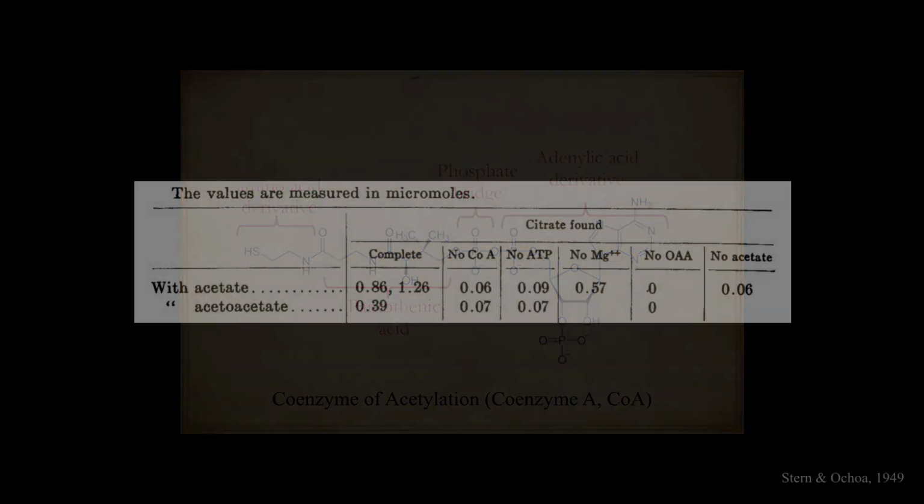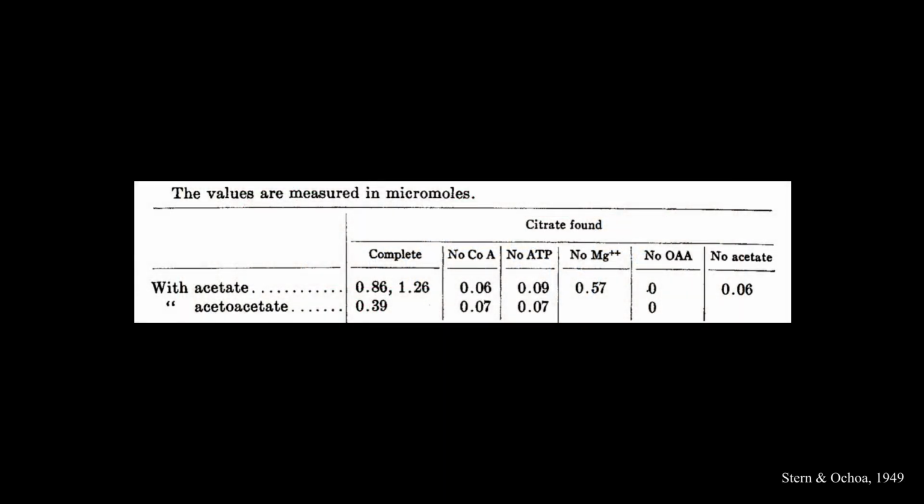Ochoa's group then showed that coenzyme A was required in the formation of citrate with this experiment. A mixture fit for respiration produced 0.86 micromolar and 1.26 micromolar of citrate in 2 separate experiments, but when they took out the coenzyme A, practically nothing was produced. The other columns were negative controls that showed how much citrate could be produced when components known to be required were absent, like ATP or acetate, which is where the acetyl group comes from.